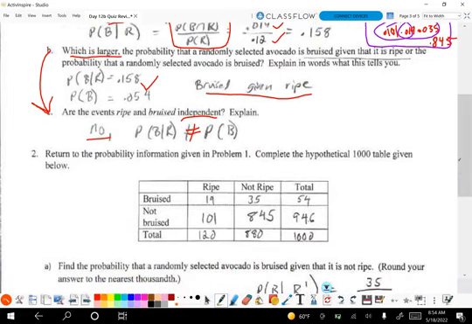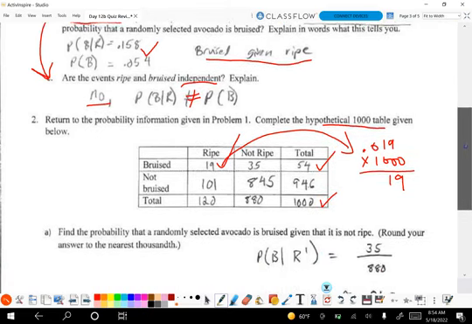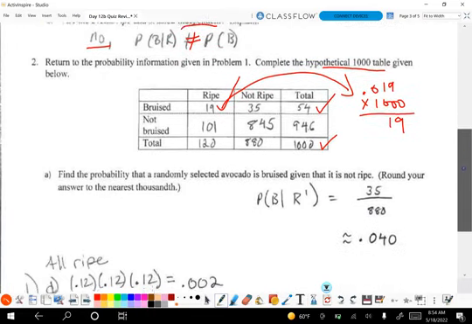Part 2 asks us to fill out a hypothetical 1,000 two-way table. So we're taking all of our probabilities from above, plus ones we haven't calculated yet, and we're completing our table. So basically we are taking all of the probabilities they gave us above, like bruised and ripe being 0.019, and multiplying every one of those probabilities by 1,000. Once we have all of our givens in there, we can calculate all of the other cells in our two-way table.